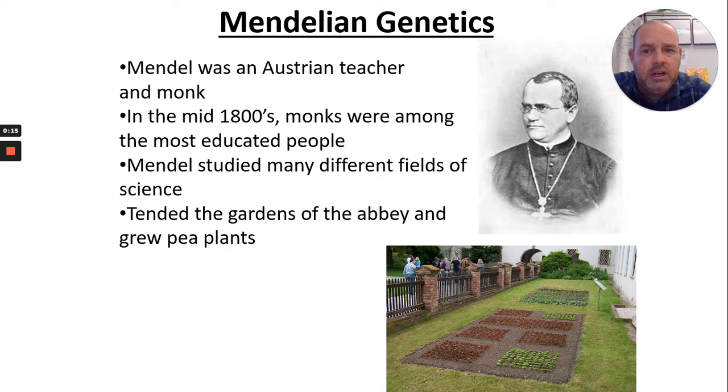He was an Austrian teacher and a monk. He actually wasn't a scientist. He worked in the mid 1800s, and he really was just curious about how things worked. He was kind of like the naturalist at the monastery, and did a lot of thinking about how the natural world worked. And he tended to the gardens, and he started noticing a lot of pea plants.